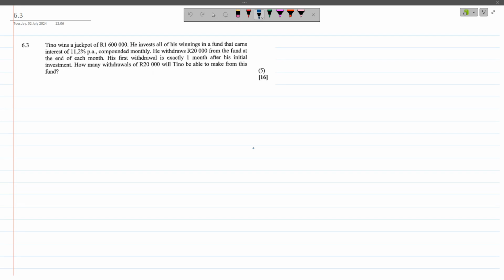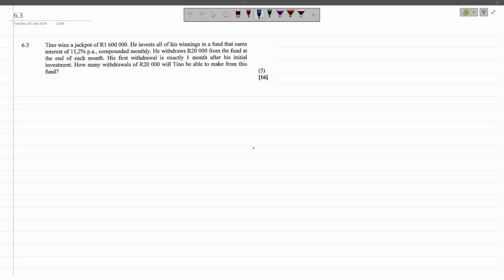6.3 says Tino wins a jackpot of 1.6 million. He invests all of his winnings in a fund that earns an interest of 11.2% per annum compounded monthly. He withdraws 20,000 from the fund at the end of each month. His first withdrawal is exactly 1 month after his initial investment. How many withdrawals of 20,000 will Tino be able to make from this fund?